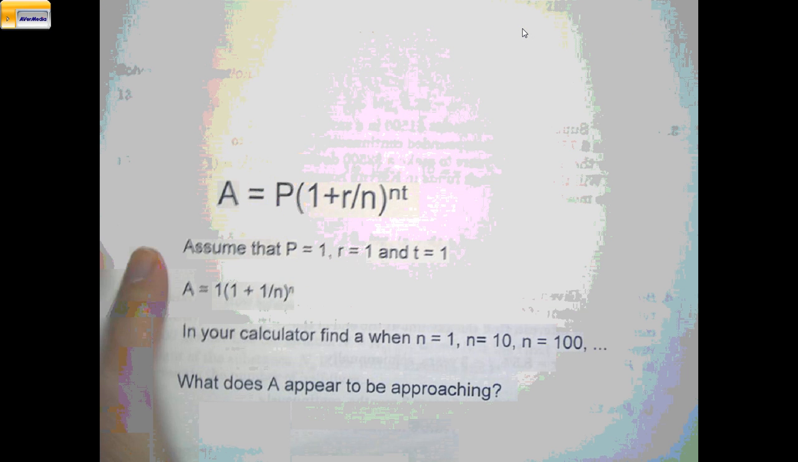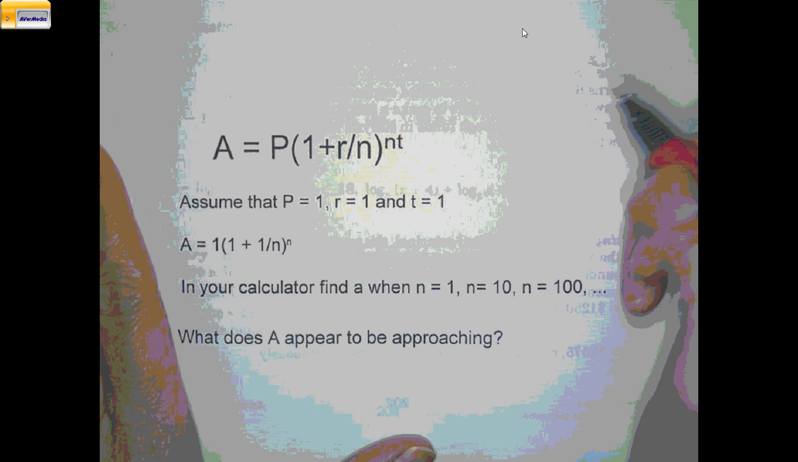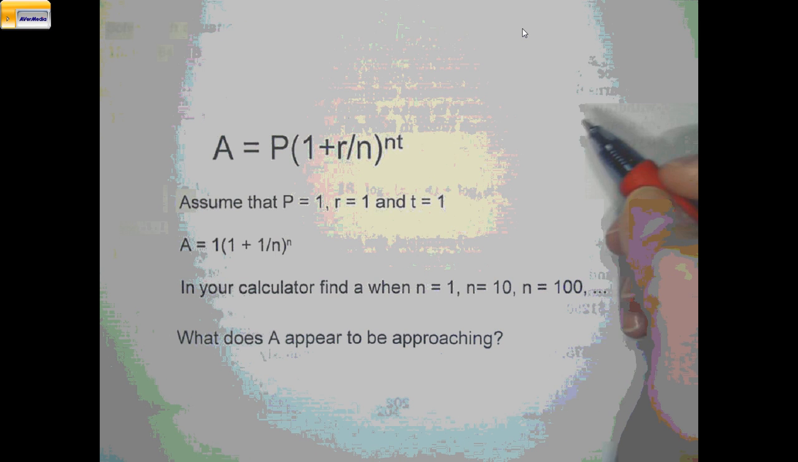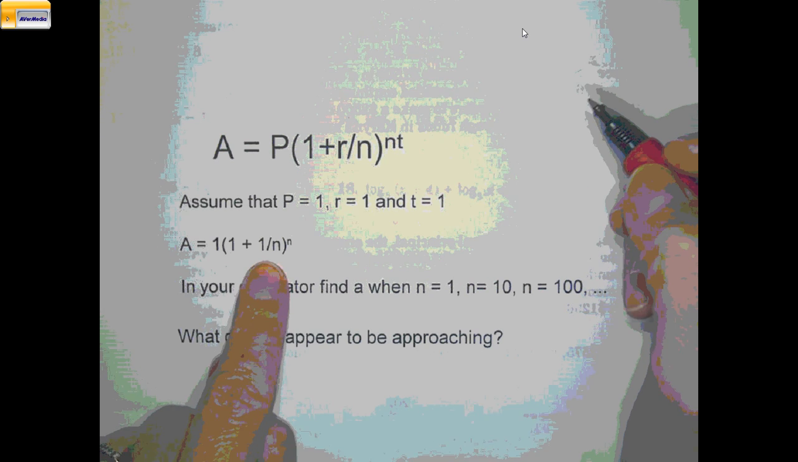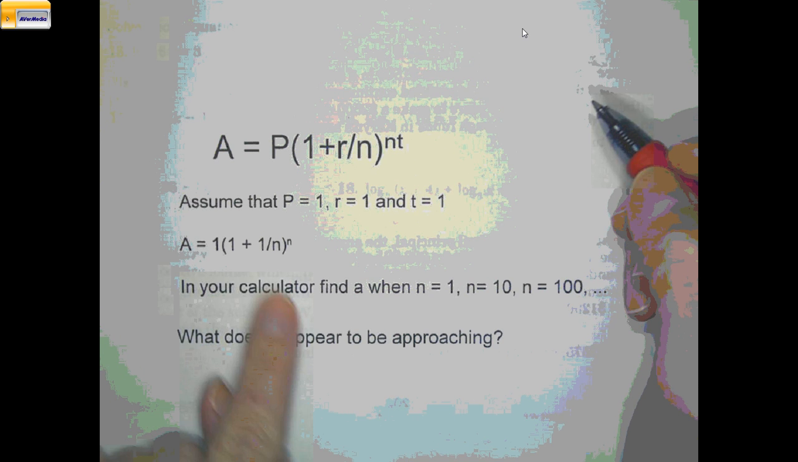Bell ringer, we don't really need that. That was pretty simple from yesterday. Let's scooch down to the bottom. This formula is one you should recognize. We used it yesterday. We're going to assume that P is 1, R is 1, and T is 1. And they filled it in for you. In your calculator, find A.